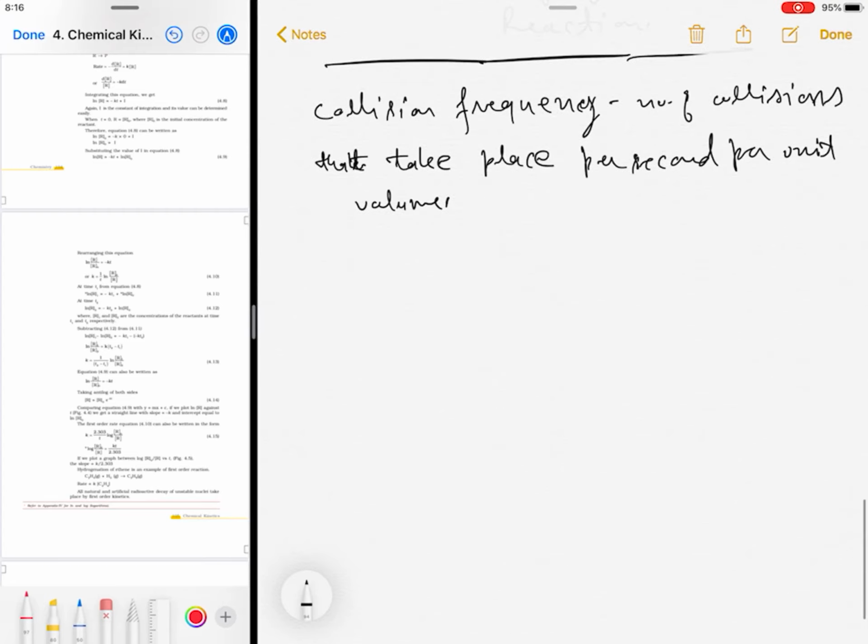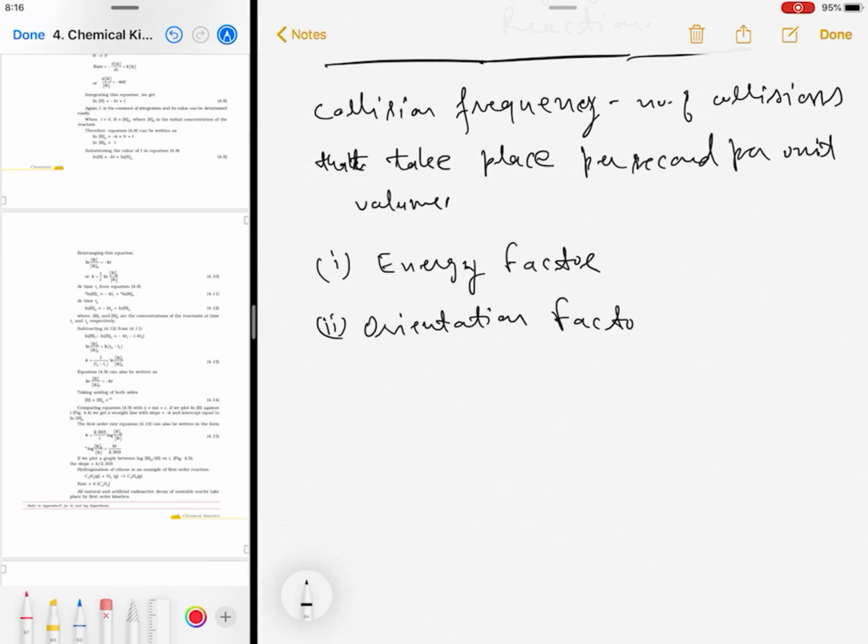Now how can we decide whether a collision will be effective or not effective? To decide the effective collisions, there are two factors which decide whether the collisions are effective or not. First is the energy factor, and second one is the orientation factor.